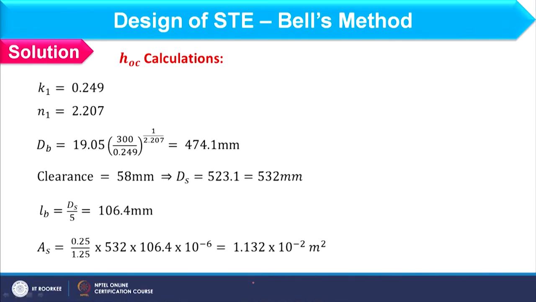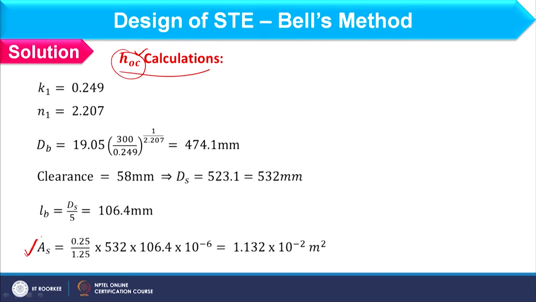As you understand, Bell's method first considers the heat transfer coefficient on an ideal tube bank, and then different correction factors are involved. So the first step is to find out hoc. The calculations for hoc will depend on the us and Gs values, which are as per Kern's method. So first of all, we should find out the As value, and for that we should calculate the baffle spacing and shell diameter.